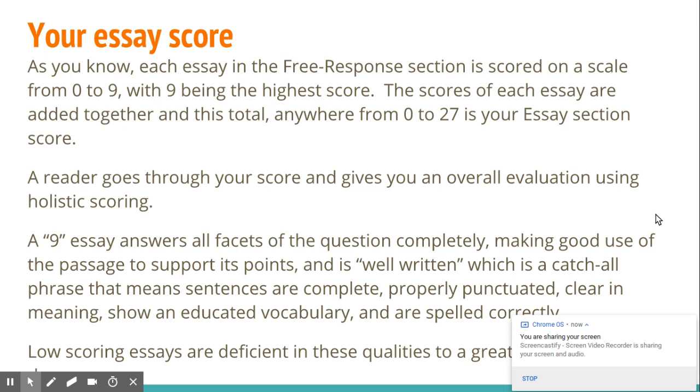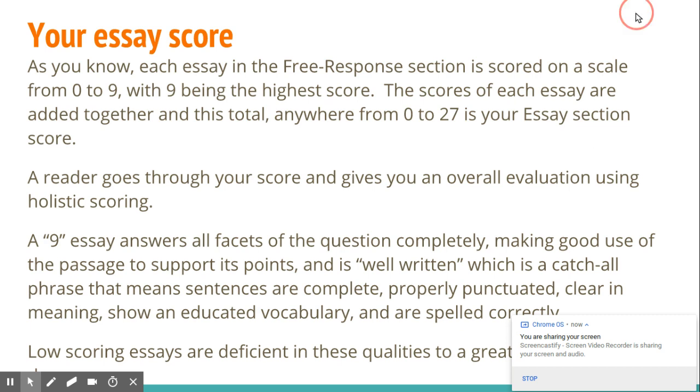As a reader goes through your essay and gives you an overall evaluation, they'll use that holistic scoring. A 9 essay basically is above and beyond. It answers all facets. It's sophisticated. It's properly punctuated. A low scoring essay is simply going to be deficient in some of those qualities that the great essays have.